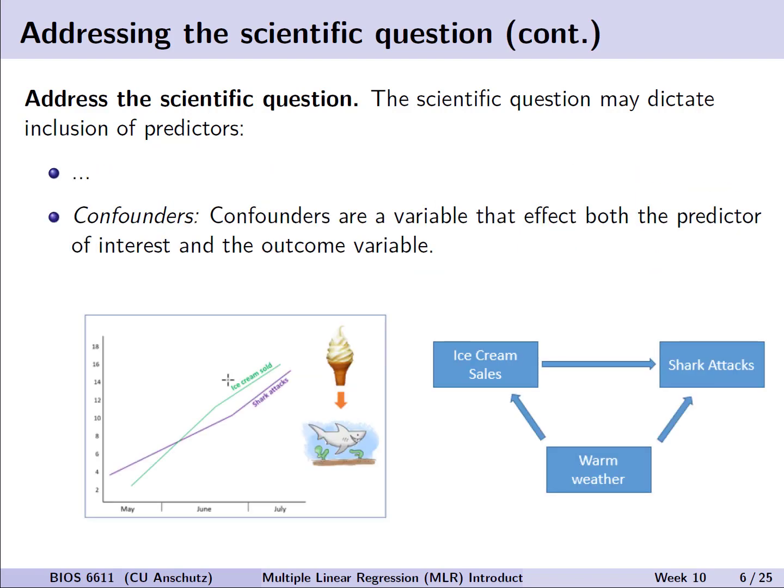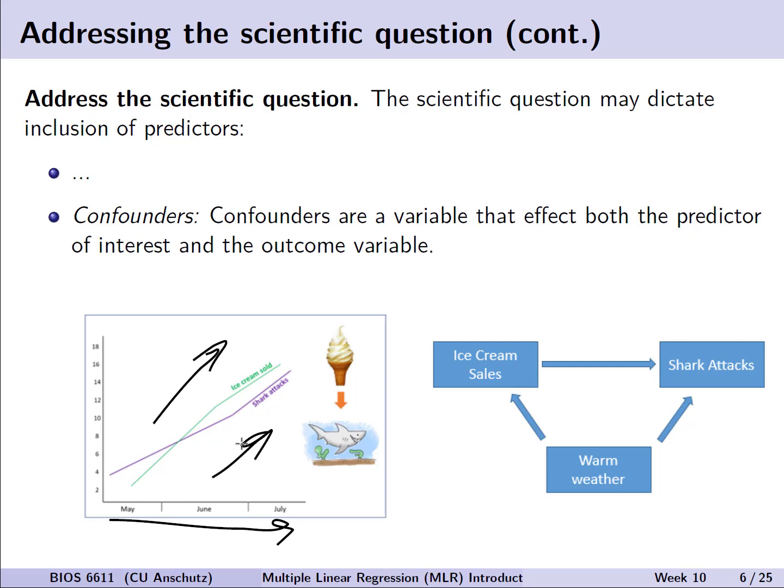Confounders are variables that affect both the predictor of interest and the outcome variable. So for example, we may see that there seems to be this relationship over May to July, where as ice cream sales increase, so do shark attacks.